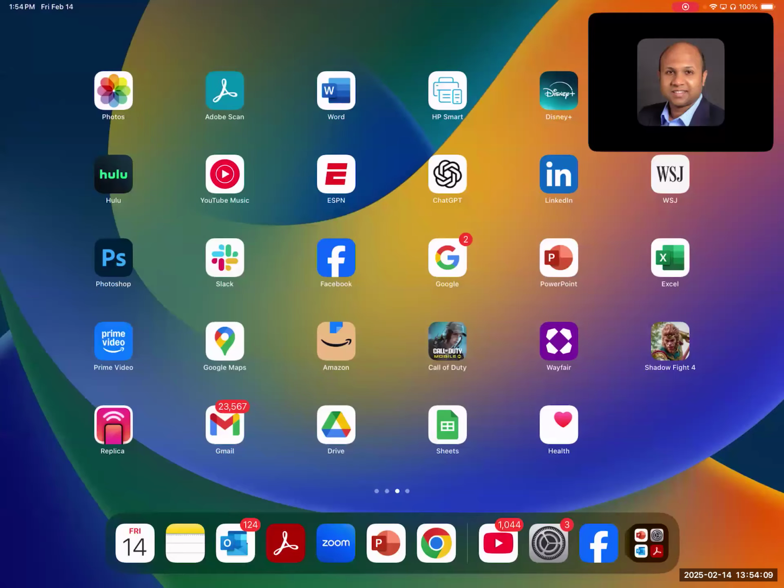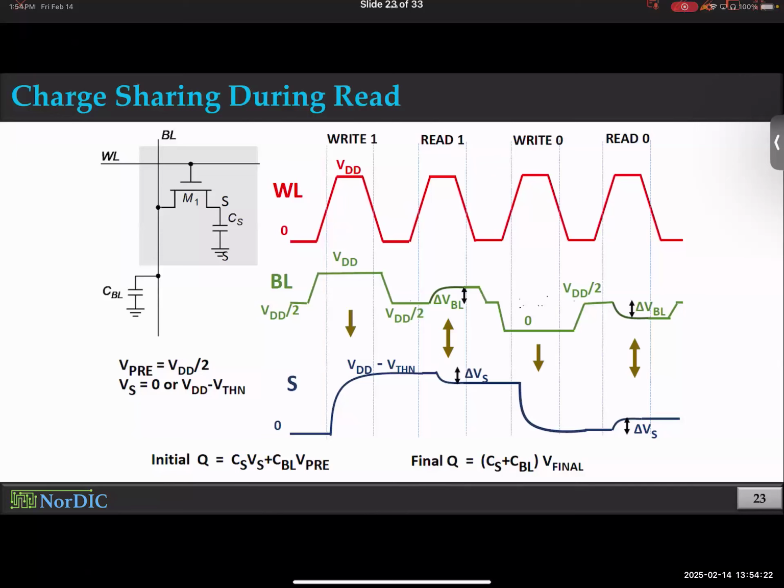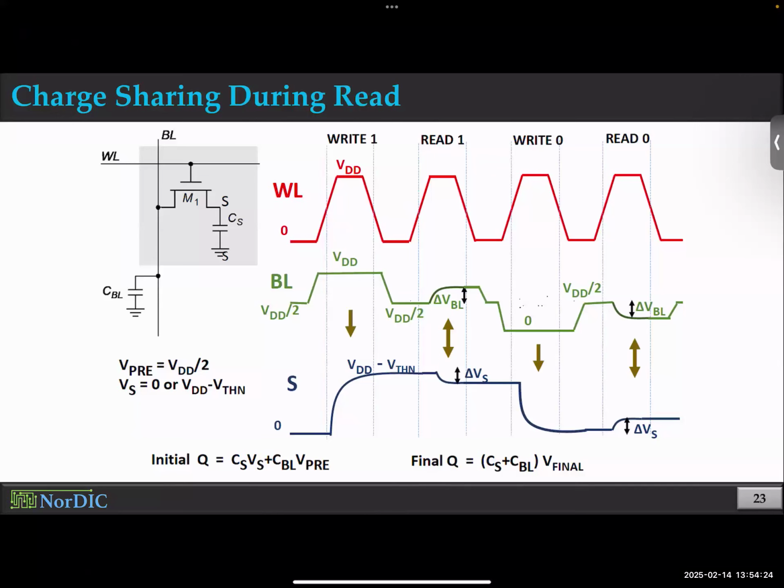Okay, ready to go. So in the last class, we discussed how read and write operation works in a 1T, 1C DRAM, which is the most regular version of the DRAM memory. There is another version, and there are other smaller variants as well, which we will not get into the details of in this course, but we'll at least cover one more variant in this lecture.